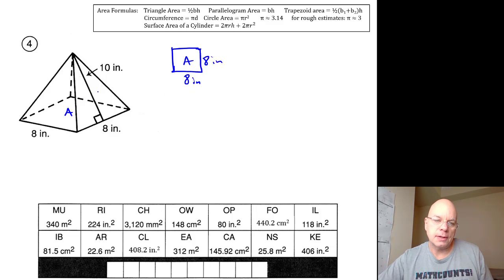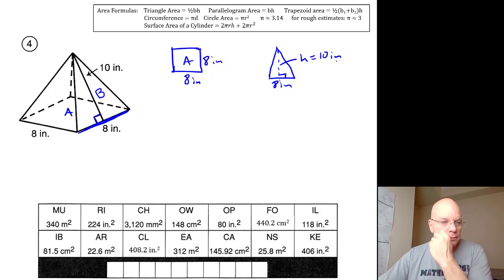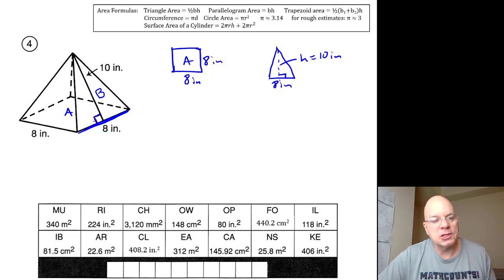This triangular face, I'll call that B, and that triangle has a base equal to the side length of the square, 8 inches. And its height, I can tell this is the height because it's shown perpendicular to the base. Its height is 10 inches. And you don't see any dimensions on any of the other triangular faces because, especially since this is a square base, this triangle over here must also have a base of 8 and a height of 10.